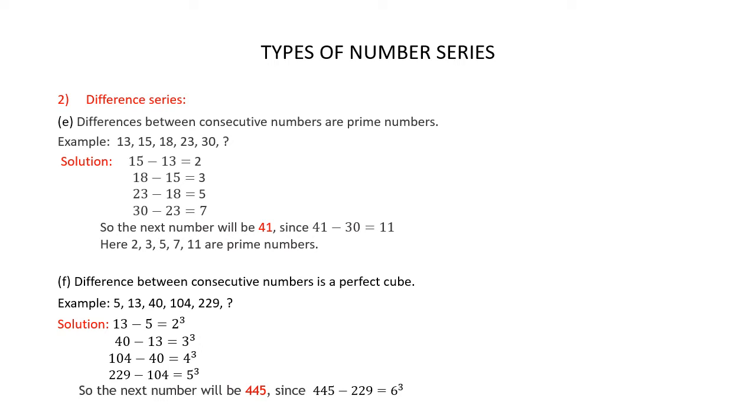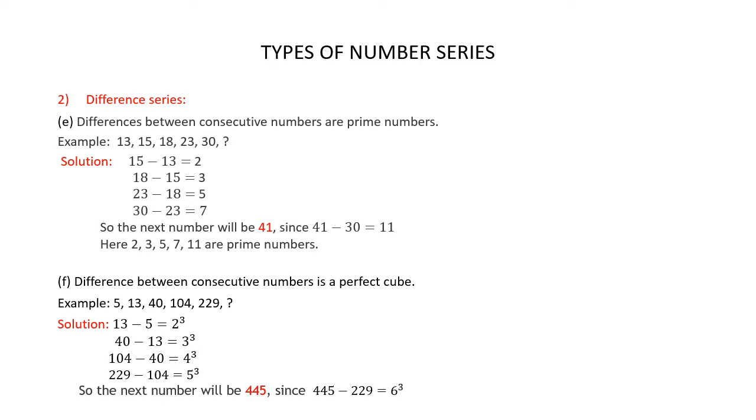So 11 plus 30 is 41. So the next number will be 41. So the differences between the consecutive numbers here are all prime numbers: 2, 3, 5, 7, 11, etc. So the missing number here is 41.